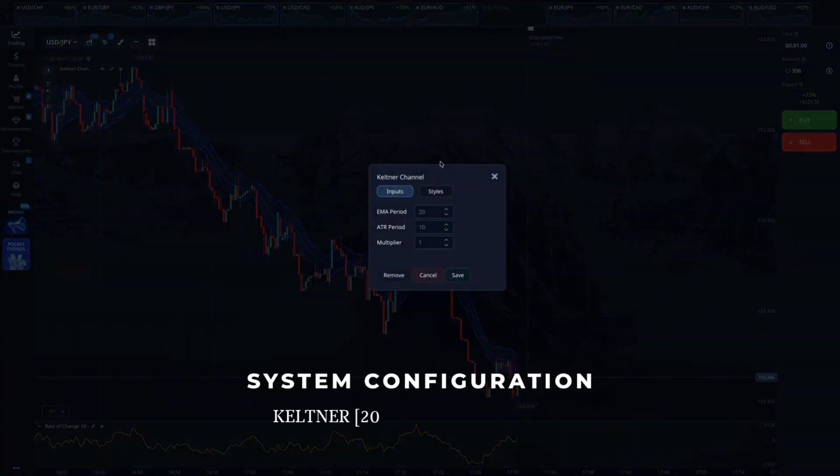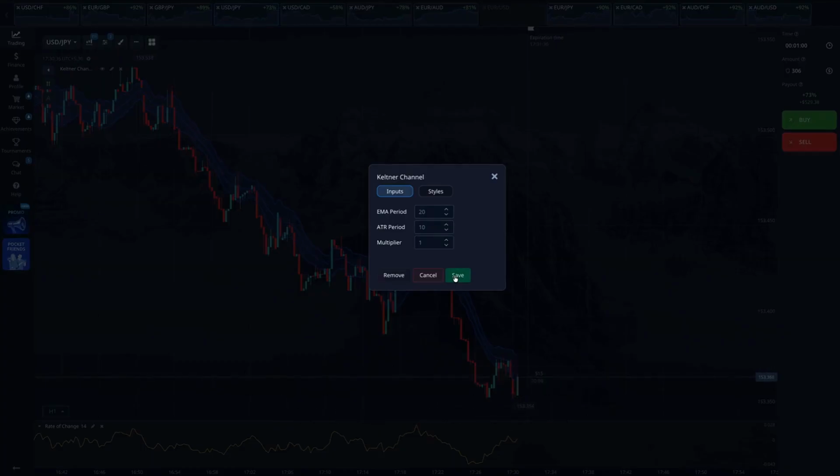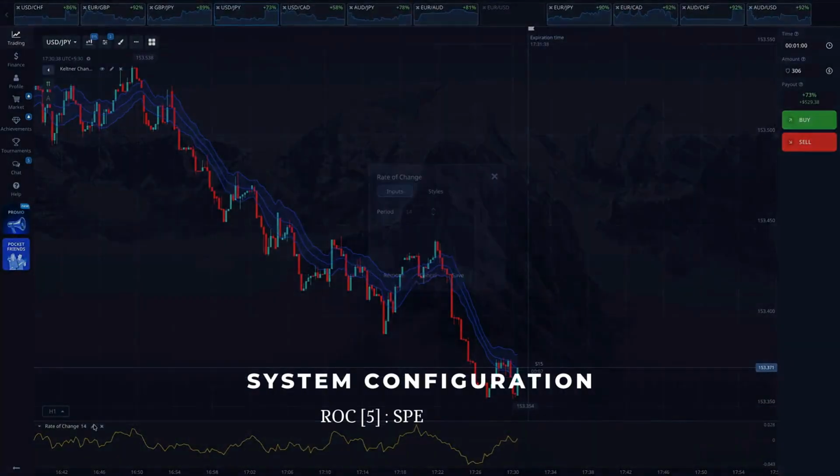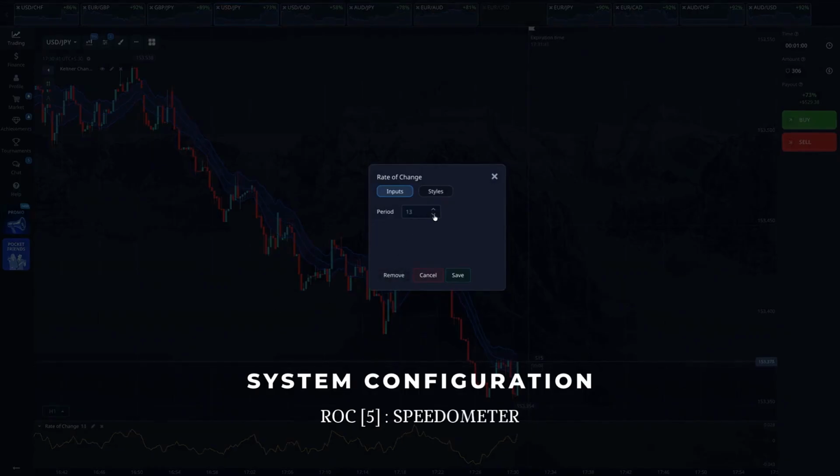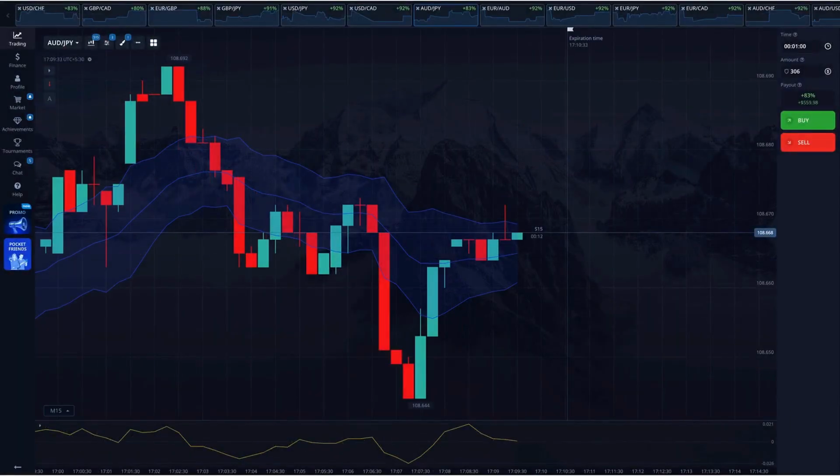First, open up the Keltner channel. Set the period to 20 and the multiplier to 1.0. We want a tighter channel here because we are looking for explosive breaks. Second, add the rate of change, or ROC. Set the period to 5. Think of this as our speedometer.